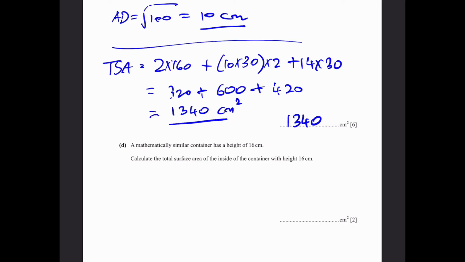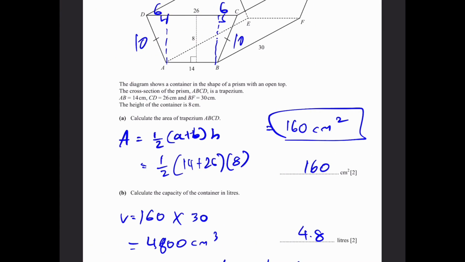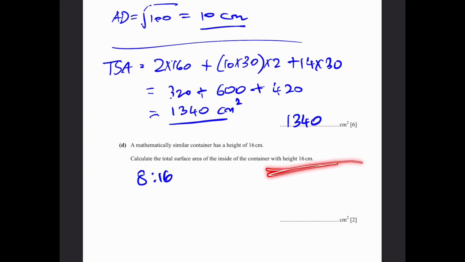D. A mathematically similar container has a height of 16 centimeters. Calculate the total surface area of the inside of the container with height 16 centimeters. So the ratio of sides is going to be the ratio of the heights, which is 8 is to 16, since 8 centimeters is the height of this original container, and 16 centimeters is the height of the new container. So the ratio of sides is 1 is to 2. Let's just write that down.